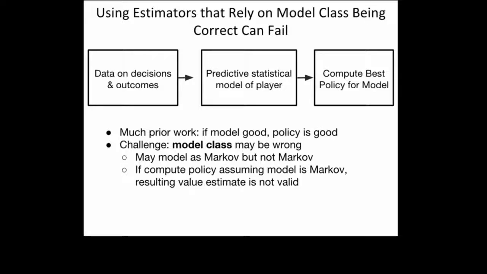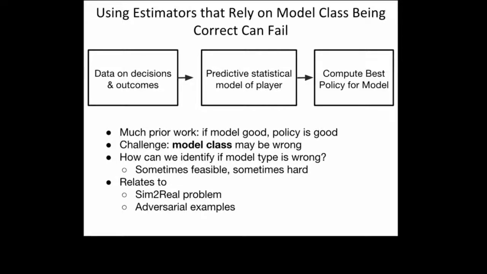So if we take these models that we build and then use them for planning, and the models are wrong and we use them assuming they're Markov and they're not, then we're going to get bad estimates of the policy even if we had quite good estimates of the predictive performance. And this relates to a lot of different problems coming up right now, like simulation to real scenarios or adversarial examples, where we start thinking about what if some of our assumptions about how we're modeling the world are wrong, and how can we make policies that are robust to that?